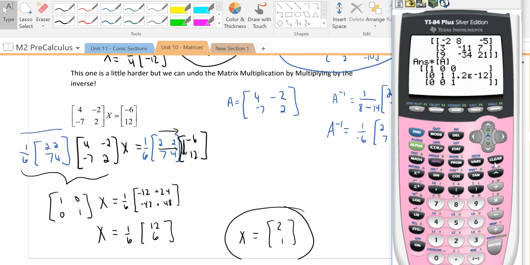So if I was going to use my calculator to help me, go into second, x negative 1. I get my 2 by 2. And this is my original one, 4, negative 2, negative 7, and 2. And then I'm going to do a 2 by 1 here. Negative 6 and positive 12. So first thing I'm doing is I'm taking my matrix A, I'm finding its inverse. Then I'm going to multiply that by B.